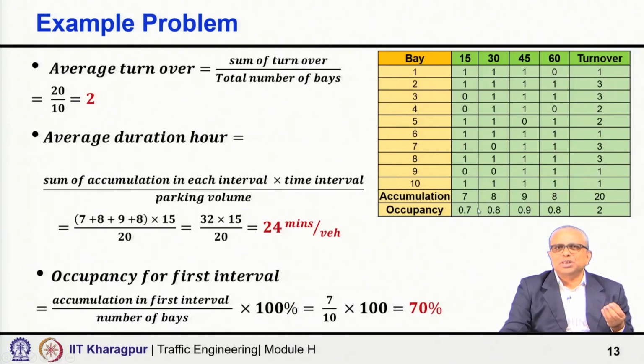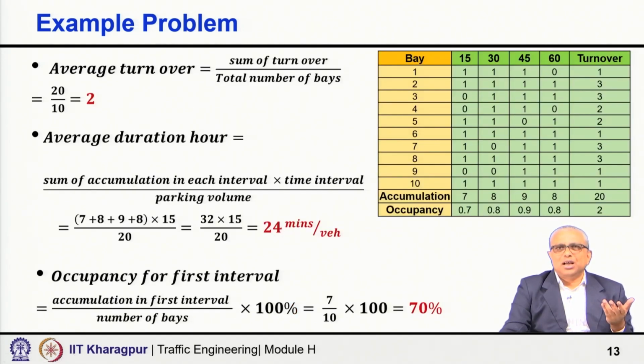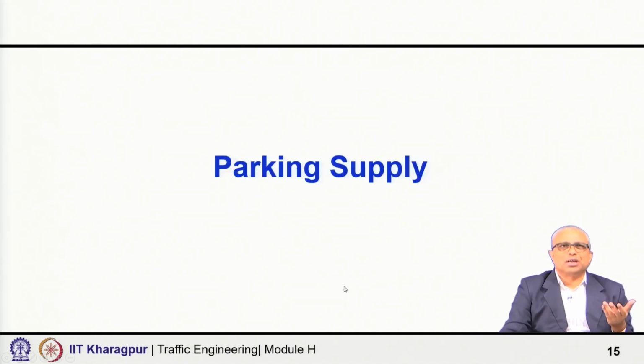Here we have calculated the occupancy separately, and the average occupancy, or you can calculate it based on the parking load divided by the total number of parking bays. What is the average parking load? 8. And what is the total number of bays? 10. That way also you can calculate. Both ways you can calculate.